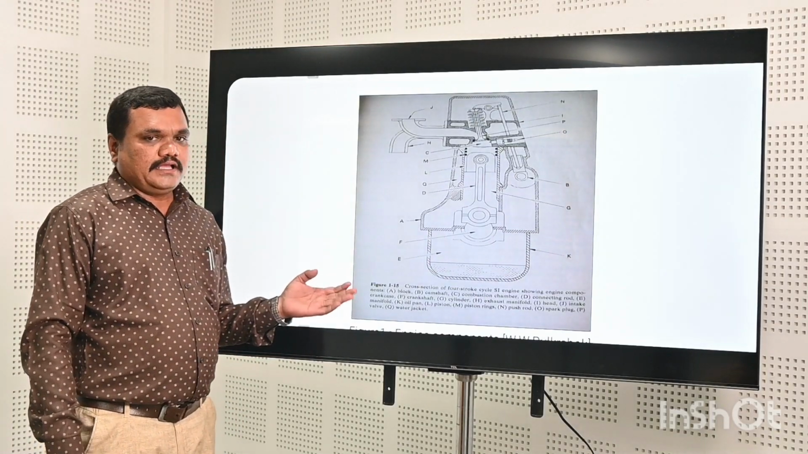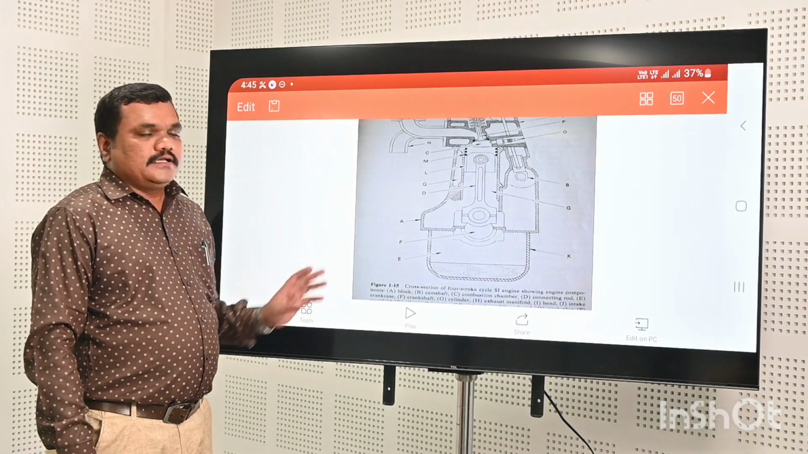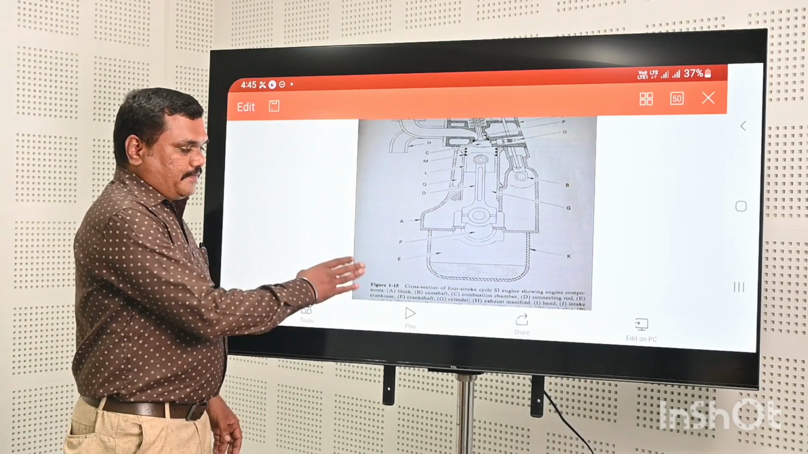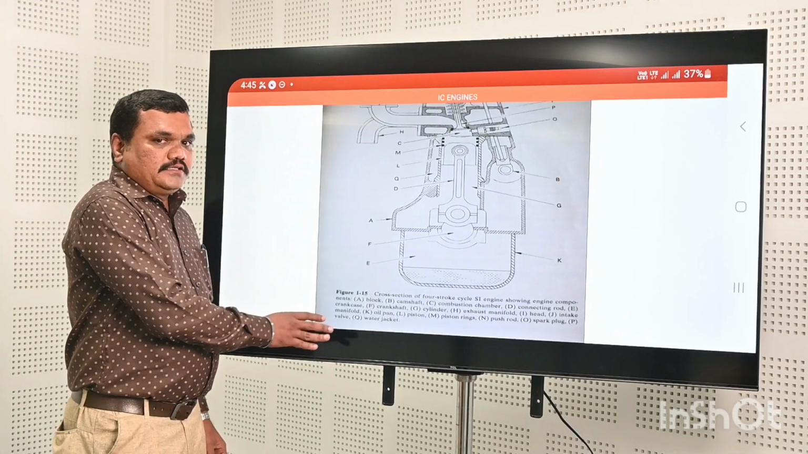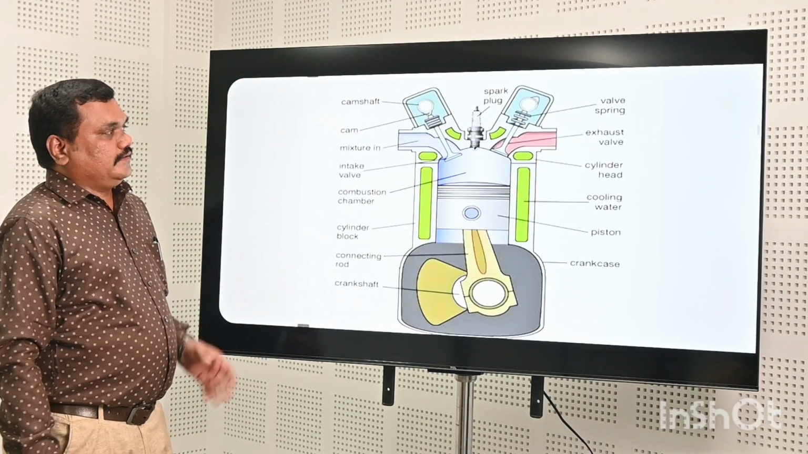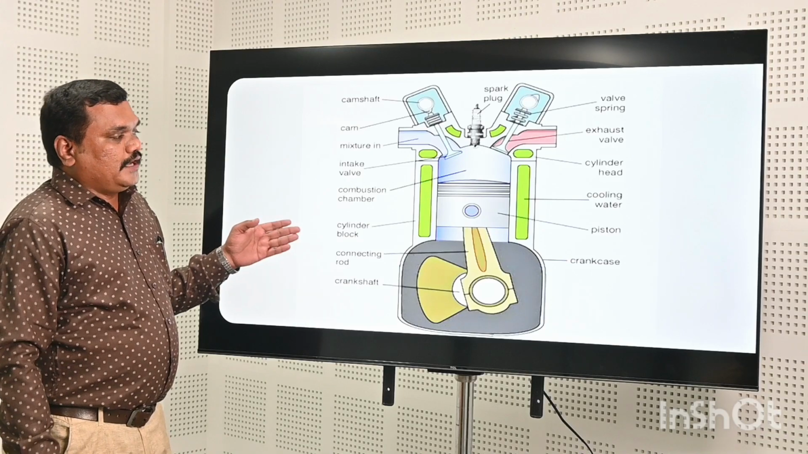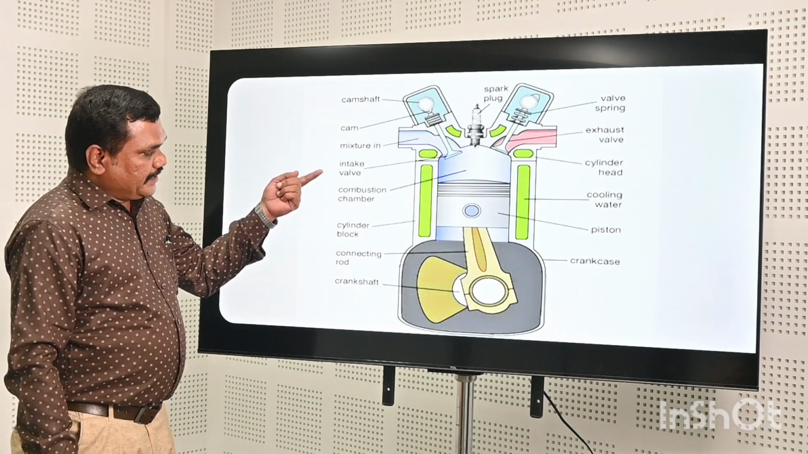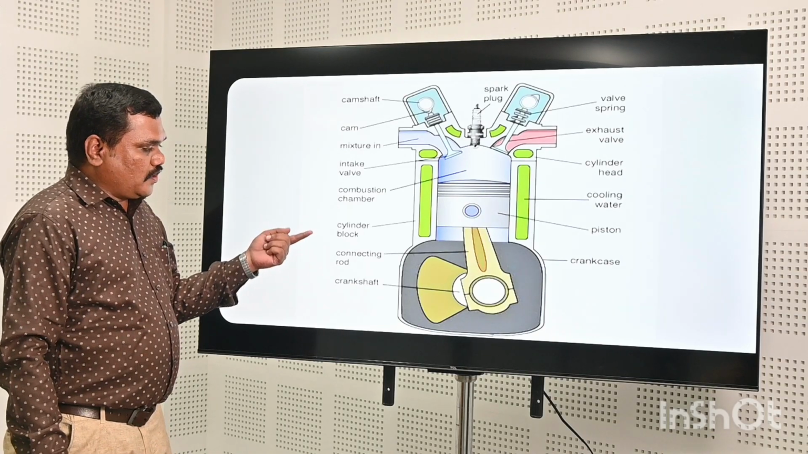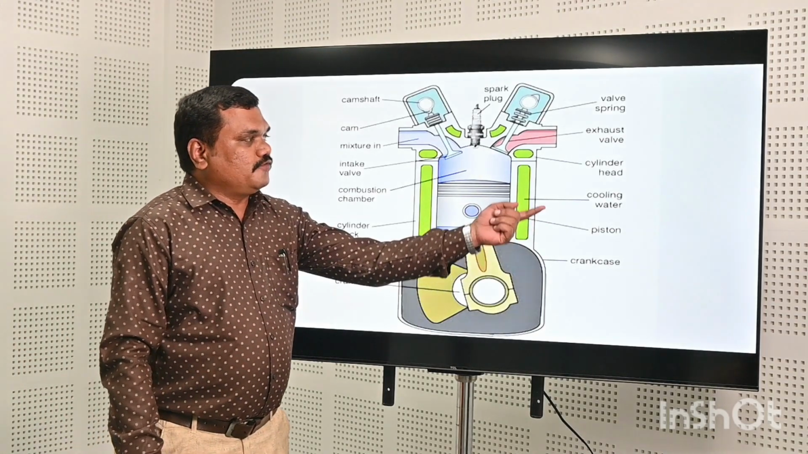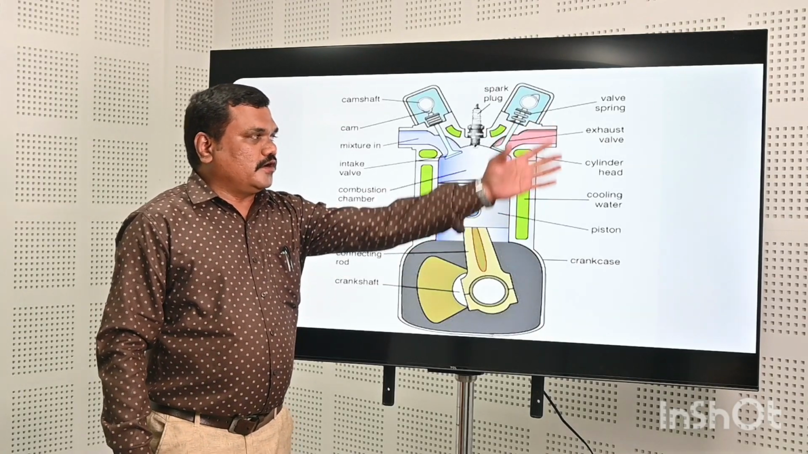Here I have given you a schematic diagram of a spark ignition engine and its various components are named. In the next figure we can see it more broadly. The various components of IC engines are camshaft, cam, intake valve, combustion chamber, cylinder block, connecting rod, crankshaft, crankcase, piston, cooling water, cylinder head, exhaust valve and valve spring.